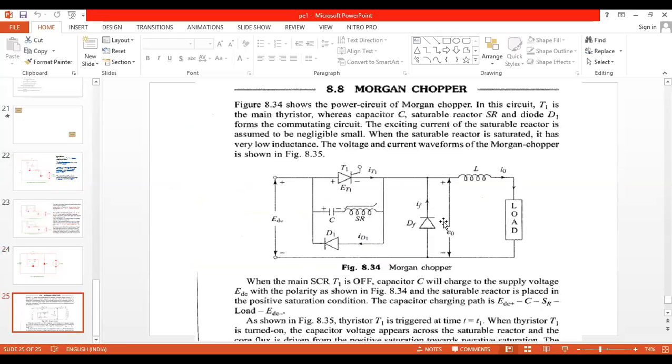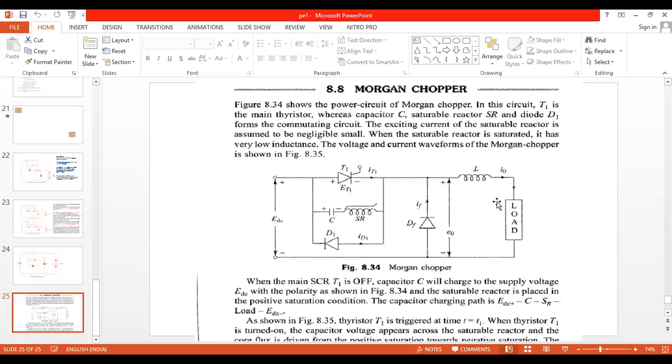Let us discuss this circuit only. Our next topic is Morgan-Chopper and only theory. So I am confident that any one of the student can give the explanation, all the cases. And this is the textbook printout. In no textbook they provide the cases, what we are writing in the exam.